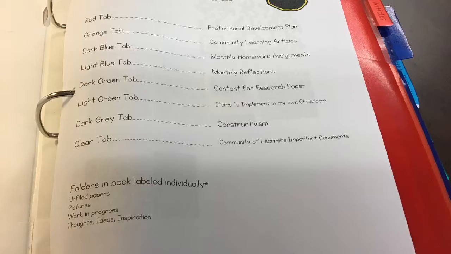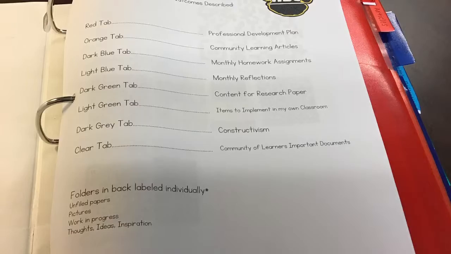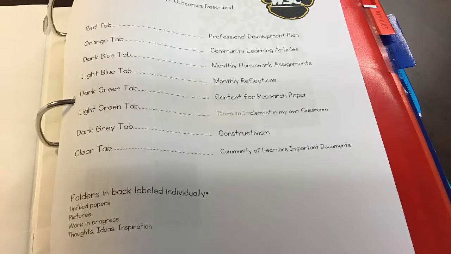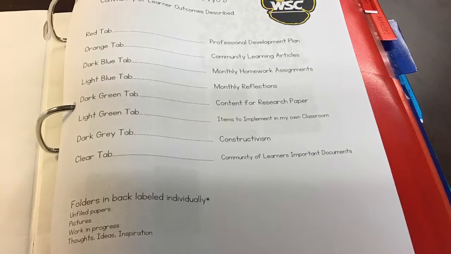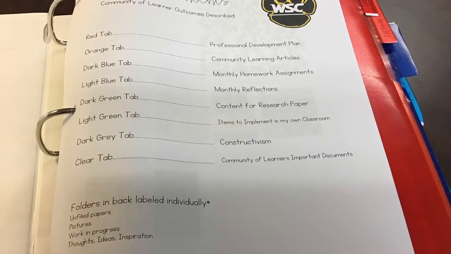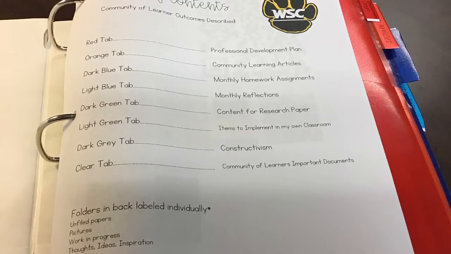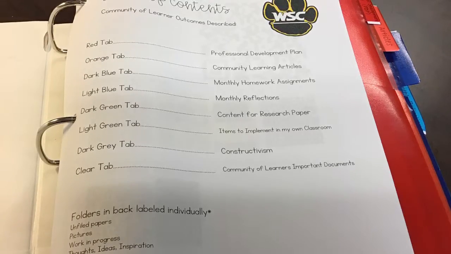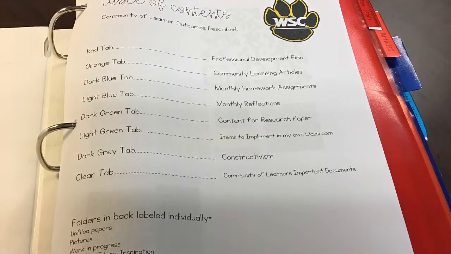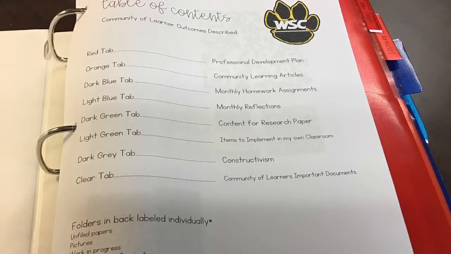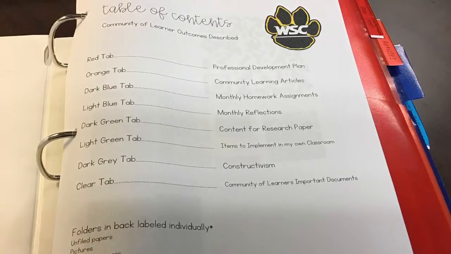In my table of contents, you will see several different colored options, which are the different organization features of my portfolio. I have several different colors listed, and each one is labeled individually. So I have my professional development plan, my community learning articles, my monthly homework assignments, my monthly reflections, my content for my research papers, items to implement in my own classroom, items for constructivism, community of learners important documents, and then I have folders in the back for unfiled papers, pictures, work in progress, thoughts, ideas, and inspiration.